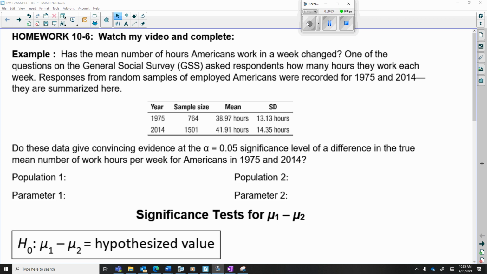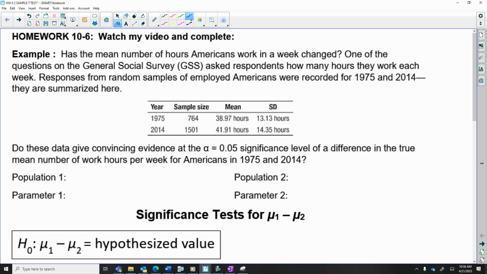This video is going to introduce the concept of the next inference procedure, two-sample t-test for means. So this example is given and we are going to do the inference procedure together, and you're going to see how quickly this follows from everything we've been doing.